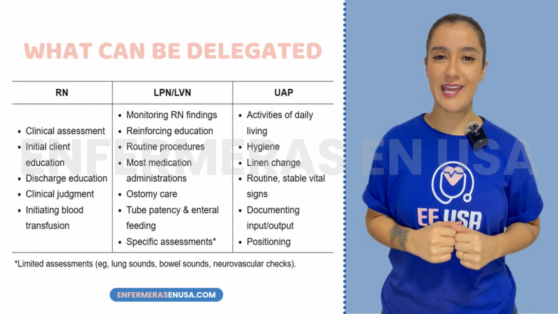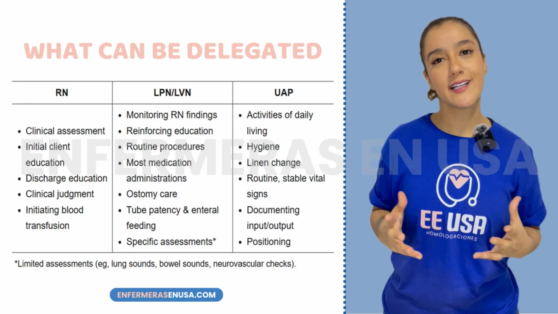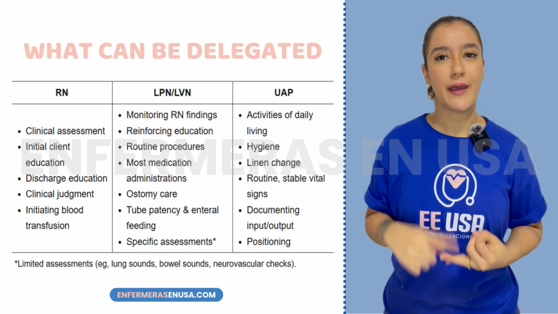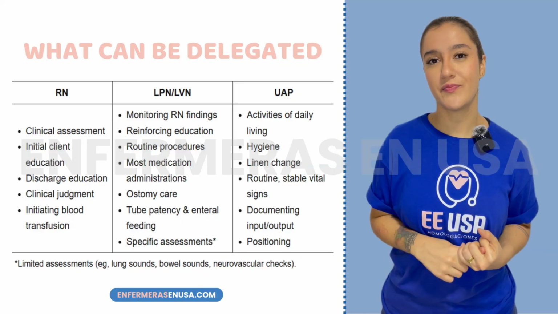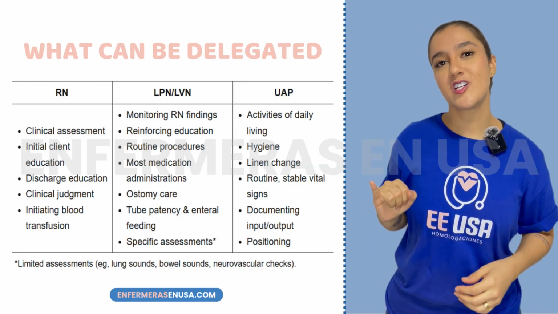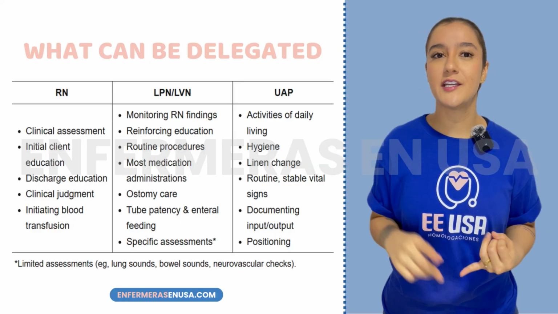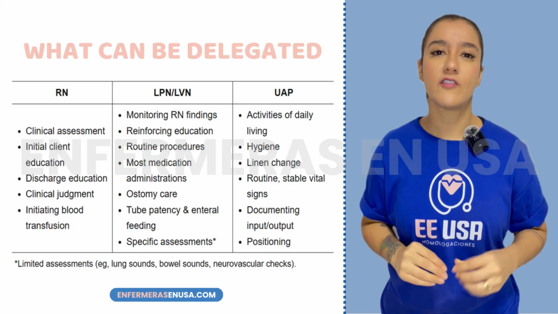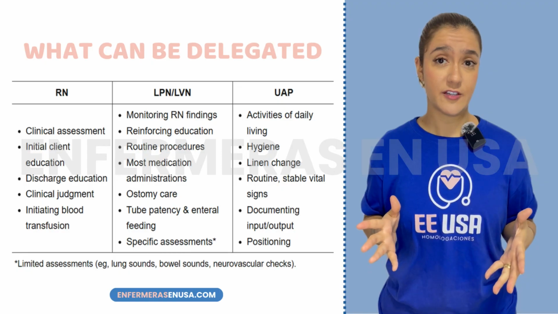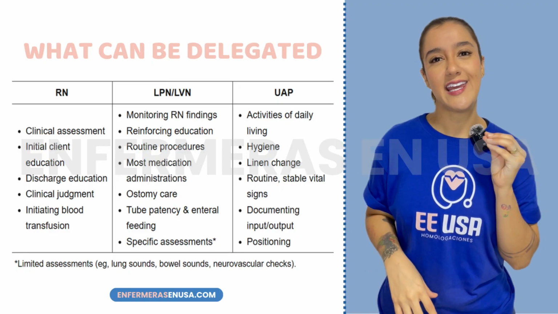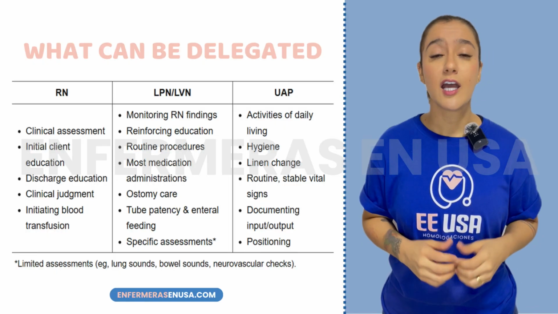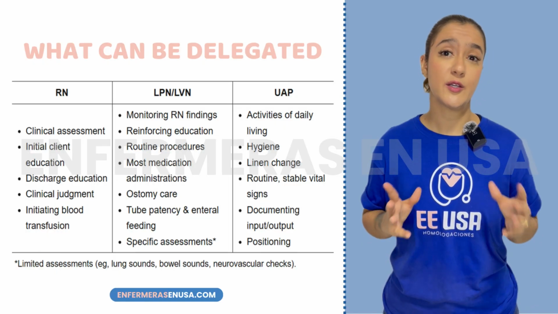Let's talk about what can be delegated. When delegating to AP, assistive personnel, think of routine, repetitive, and predictable activities. Examples: patient hygiene, bathing, bed changes, oral care, recording stable vital signs, assisted feeding, measuring intake and output, transporting stable patients, collecting simple specimens such as urine.